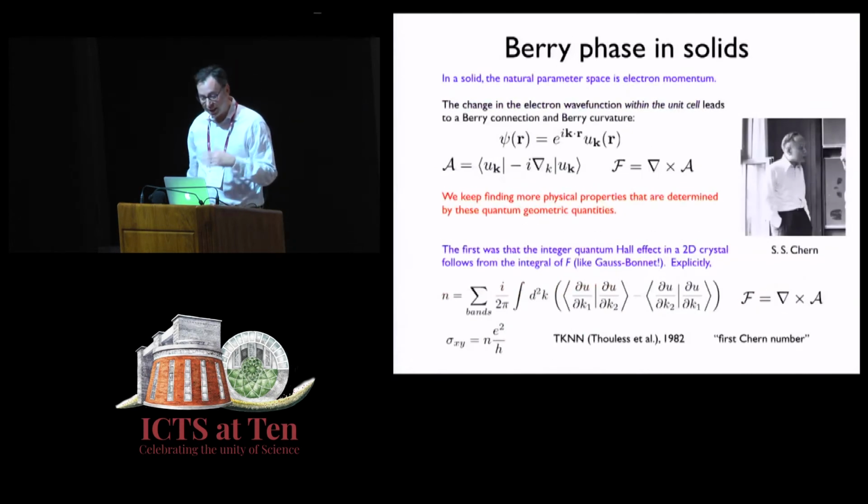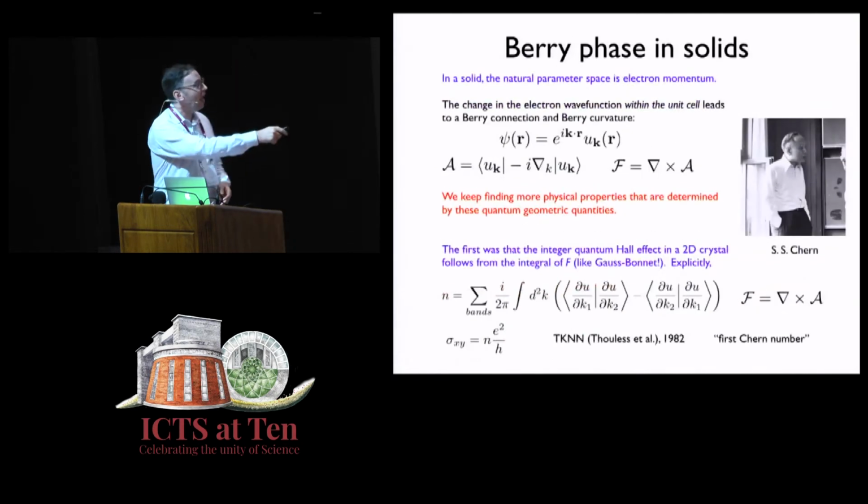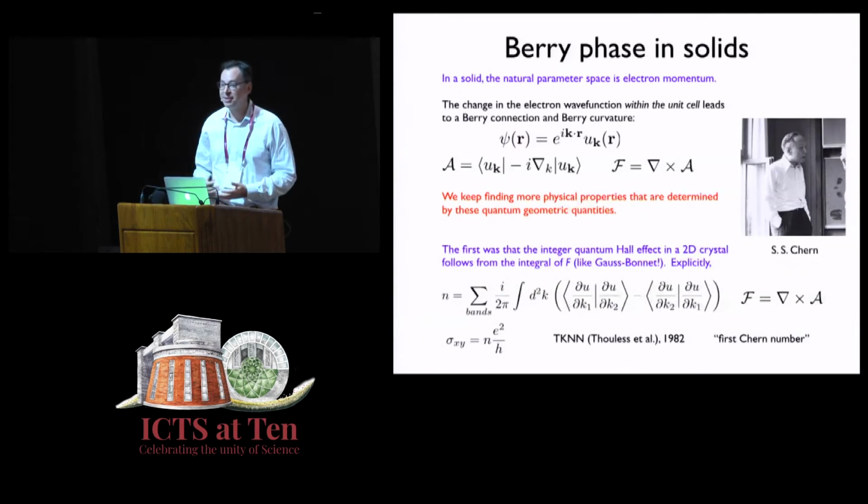So now's when it gets connected to topology, because this F, this Berry curvature, we call it, is a local geometric quantity. If I take a two-dimensional material and integrate that over the Brillouin zone, which is just what this integral means, this thing in the parentheses is just F, then the magic happens. I always get an integer. It's like a winding number.